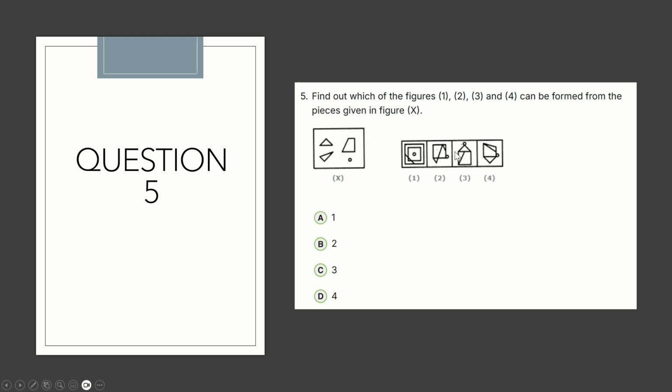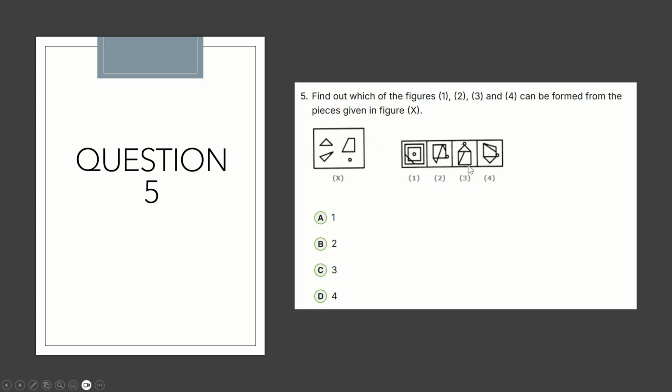Okay, in figure 2, we can say that it's this piece. In figure 3, it will be this piece. In figure 4, it will be this piece. And then for the last piece, which is this one, in figure 3, we can say it's this one. But then we can see that in figure 2, we still have an extra piece here. So figure 2 cannot be our answer.